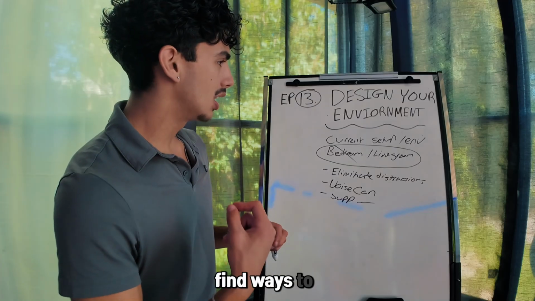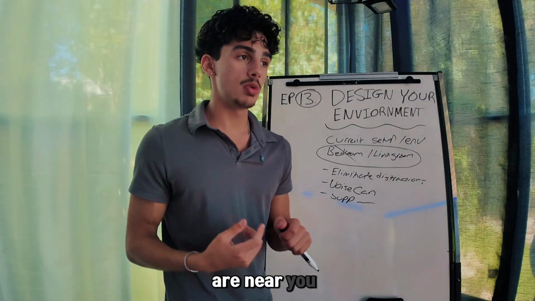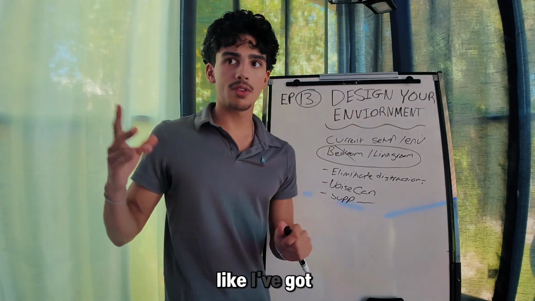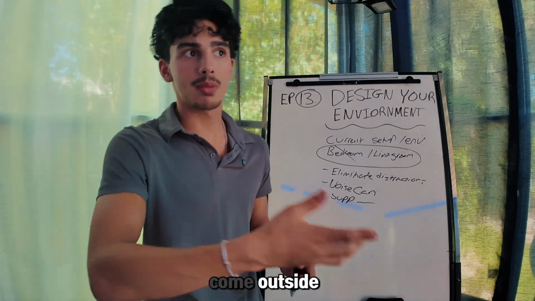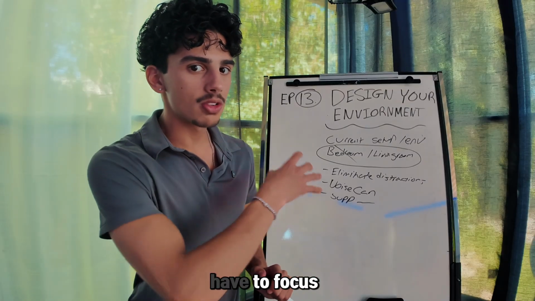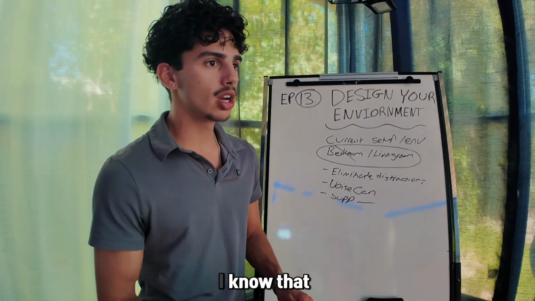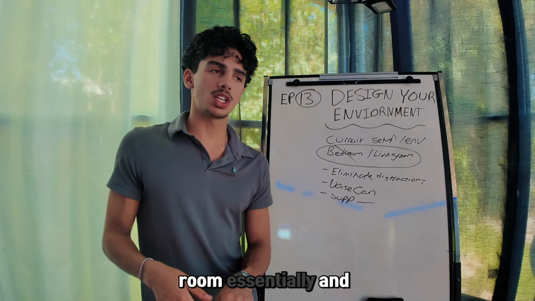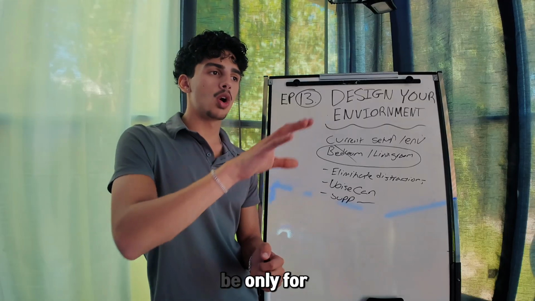Find ways to eliminate the distractions that are near you. If your household is way too loud, like I've got people in my house almost 24/7, that's why I come outside. Find a way to get away from the noise so that you have to focus. Book a library slot. At least where I'm from, you can book a quiet room essentially, and do work in there. That should be only for doing work.